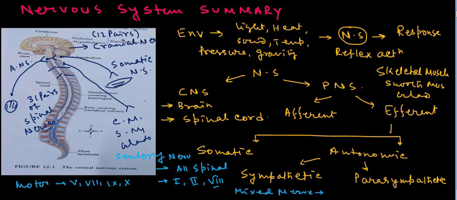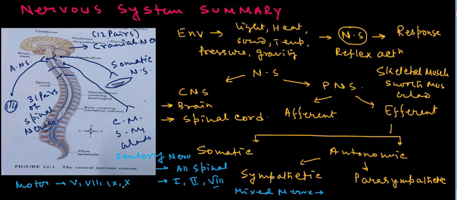The sensory nerves are those nerves which carry the information from our sensory receptors towards the central nervous system. All spinal nerves are sensory nerves, so the nerves which originate from the spinal cord are sensory nerves. Also, I have told you that there are 12 pairs of cranial nerves, so 1, 2 and 8 are sensory nerves.